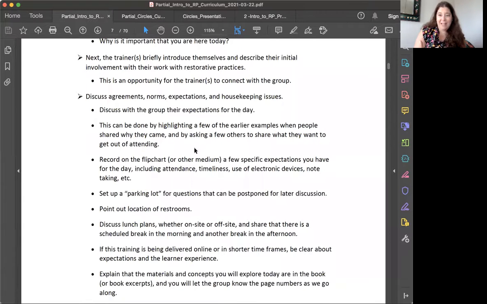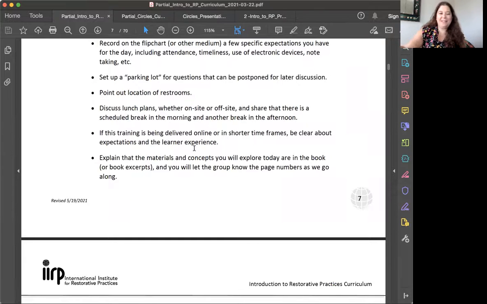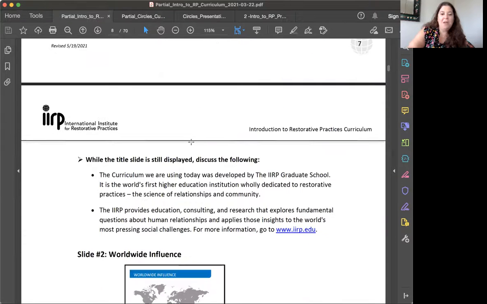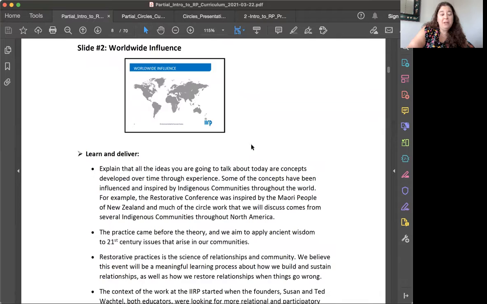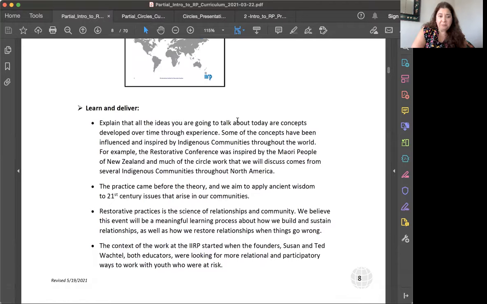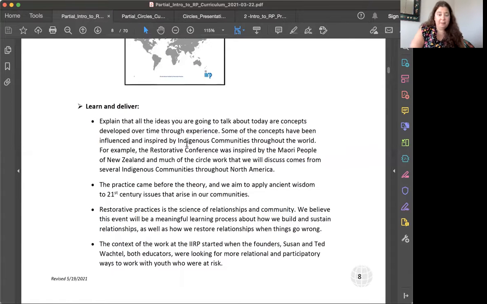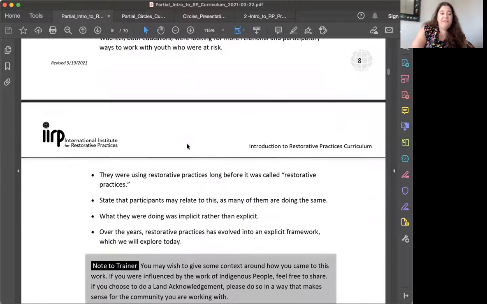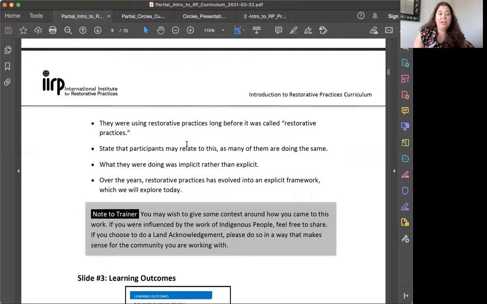that the group can come up with collectively to be able to set the tone for the day or series of events if you are breaking this down into something smaller. We also encourage you to talk about your influence in this work and kind of what brought you to this work. We'll share a little bit in the curriculum about the IIRP's entry into this work and the Indigenous history of this work. If it makes sense where you're at, we would encourage you to do a land acknowledgement in a way that makes sense for the community that you're working with.